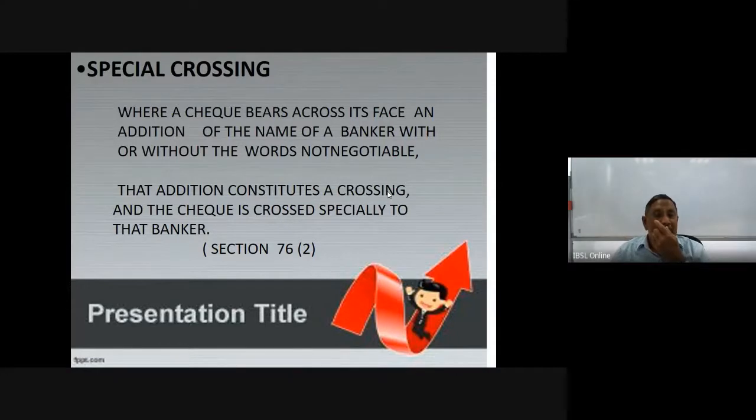Right? Most of the participants misunderstand this. For a special crossing, whether the bank's name is written in between the lines or not, it becomes a special crossing. That addition constitutes a crossing, and the check is crossed specially to that bank. So payment can be given to the banker for collection, and then in turn that money will be deposited to the depositor. Right?